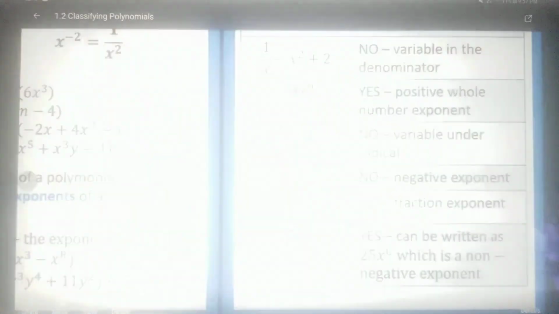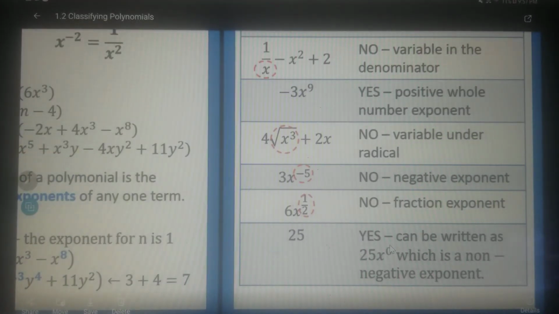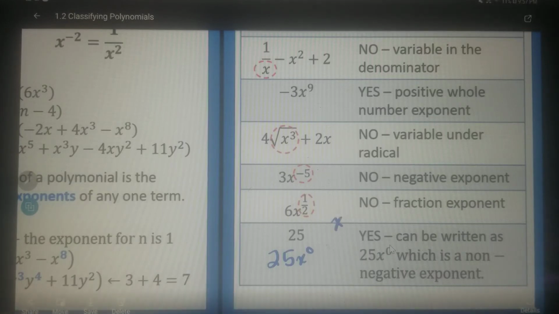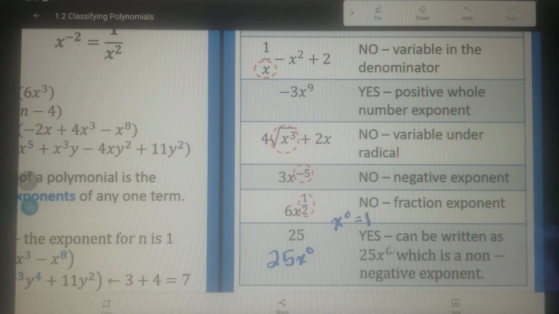All right, so now there's one other special case where you would say, wait a minute, is this 25, is that a polynomial? And yeah, because it's a little tricky, but you can write this as x to the 0 power. And we know x to the 0 power is actually equal to 1, just like anything to the 0 power.